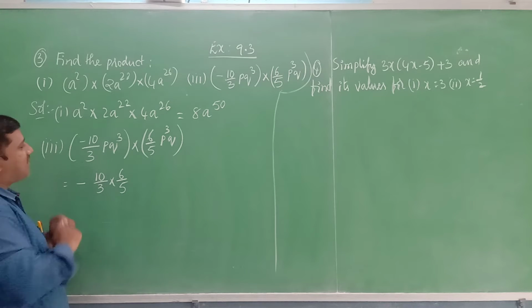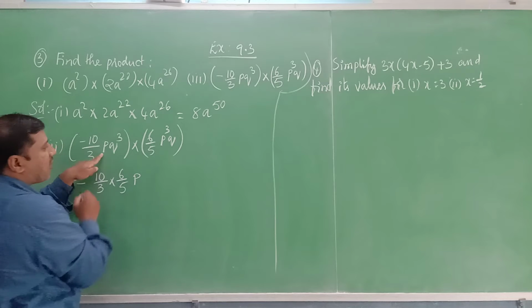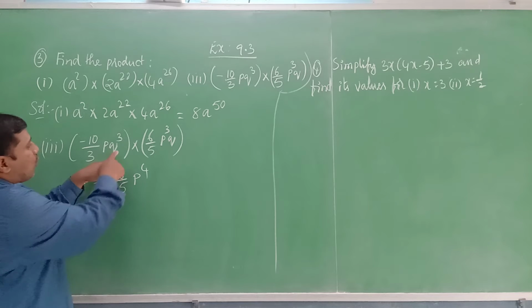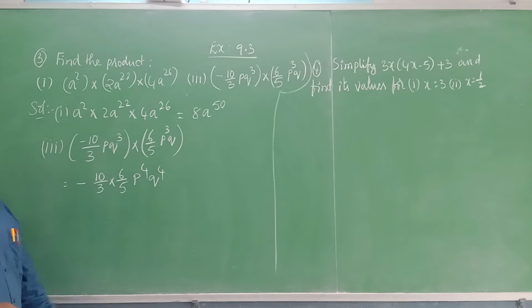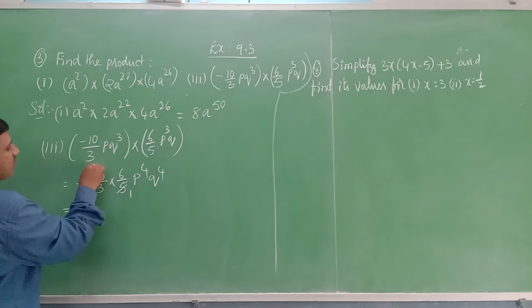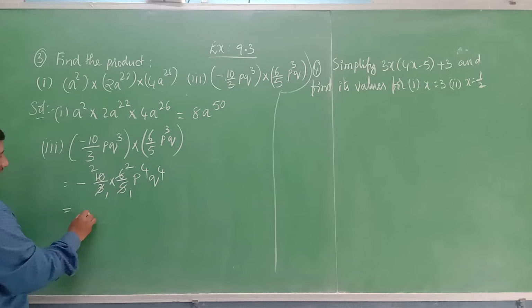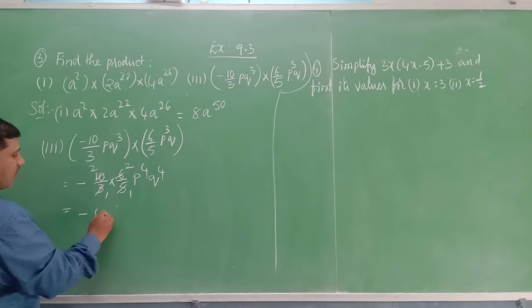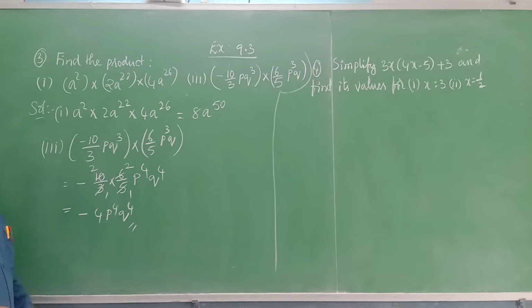Then multiply the variables. Here p into p cube, same variables. P into p cube, that is p to the power of 1 plus 3, it is 4. P to the power of 4 into q cube into q, that is q to the power of 3 plus 1, it is 4. Now simplify. Still, if it is possible, we can simplify. 5 ones are 5, 5 twos are 10, we can cancel. 3 ones are 3, 3 twos are 6. Now multiply minus 2 into 2, 4. 4 by 1 is equal to 4 itself. 4 p to the power of 4 and q to the power of 4 is the required product.